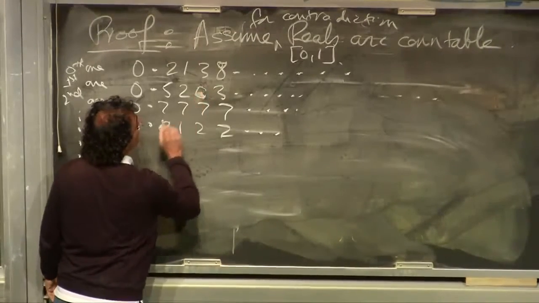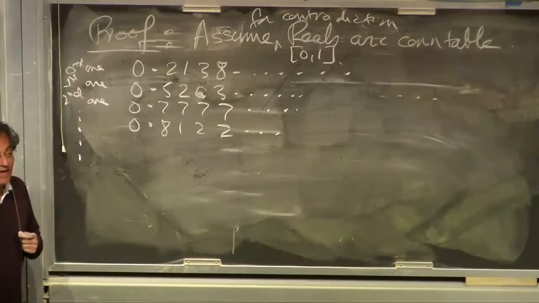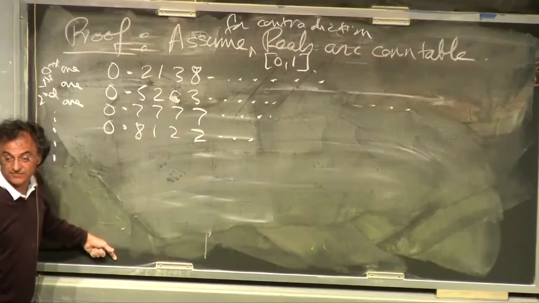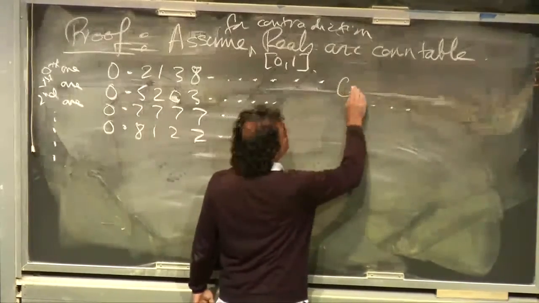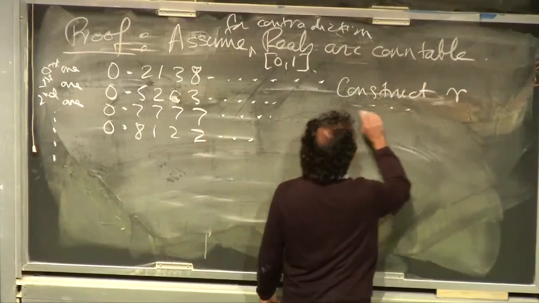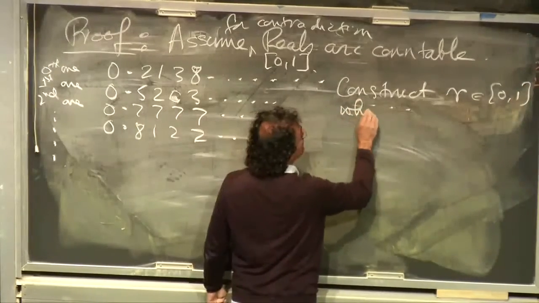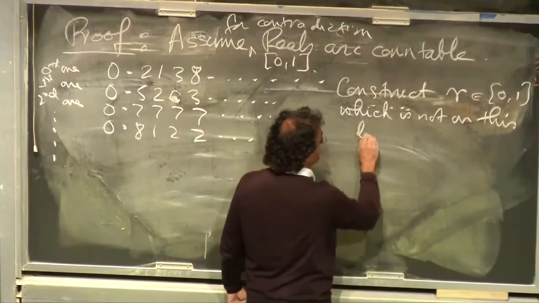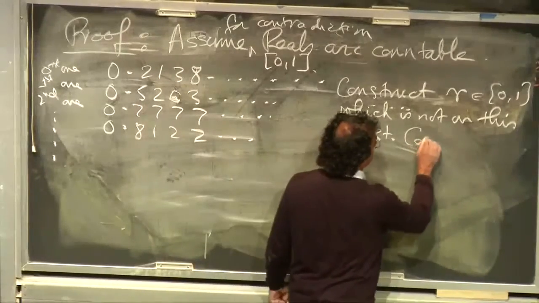Now, what Cantor showed through this diagonalization argument is how to construct a real number which is not in this list, which is nowhere in this column. So the next step of the proof is we'll construct R, which is a real number between 0 and 1, which is not on this list. Okay? And that's a contradiction.